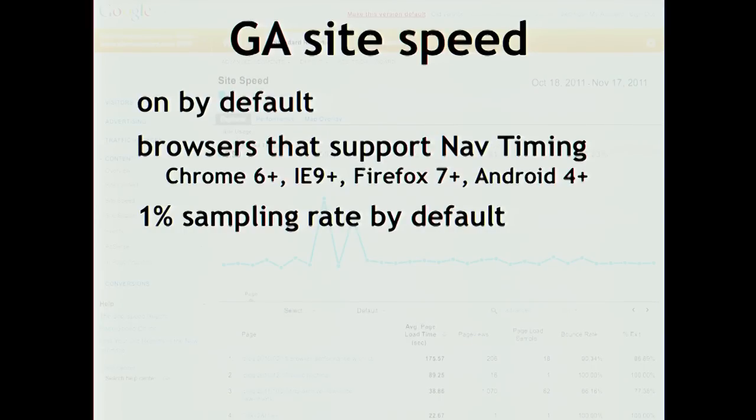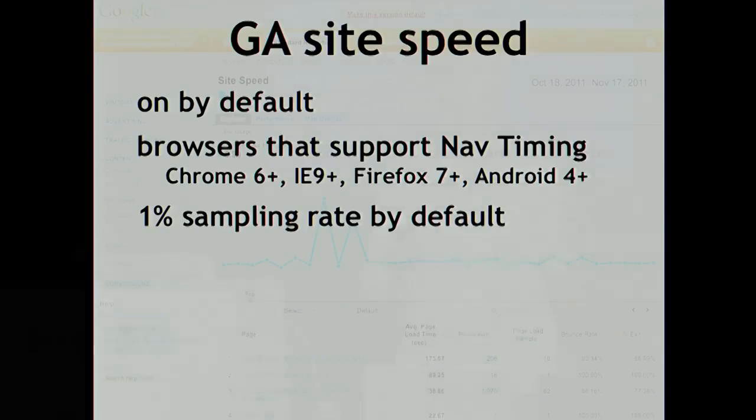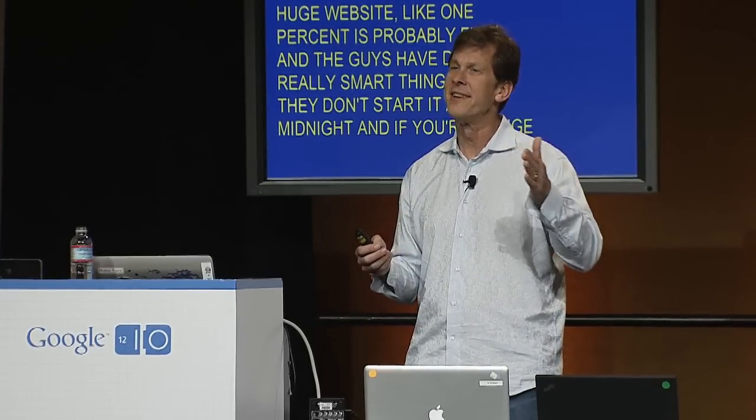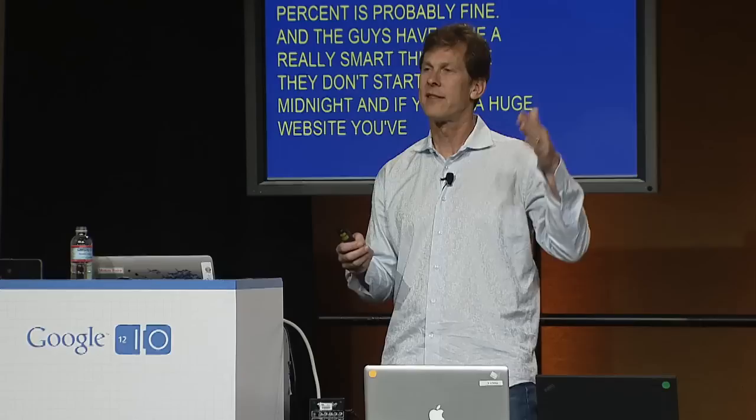It's sampled. So by default, it's a 1% sampling rate. If you have a huge website, 1% is probably fine. And the guys have done a really smart thing. They don't start it at midnight, because if you're a huge website, you'd have used your 1% by 12:15. They dole it out throughout the day.